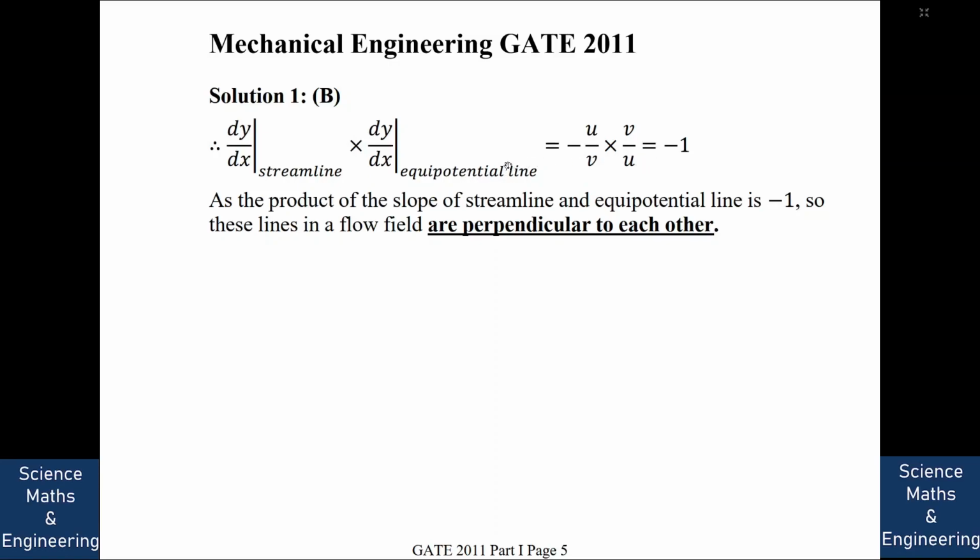Now from mathematics we know if the product of the slopes of two lines is minus 1, then the lines are perpendicular to each other. So the streamline and the equipotential line are perpendicular to each other. Okay, so we'll go to the next question.